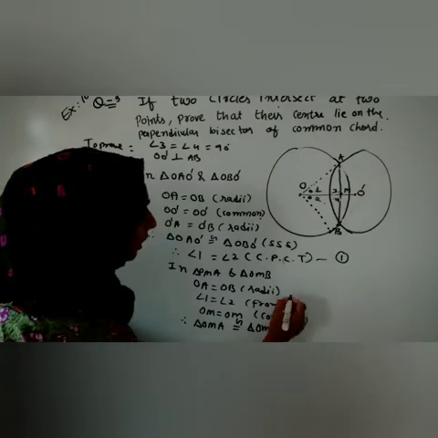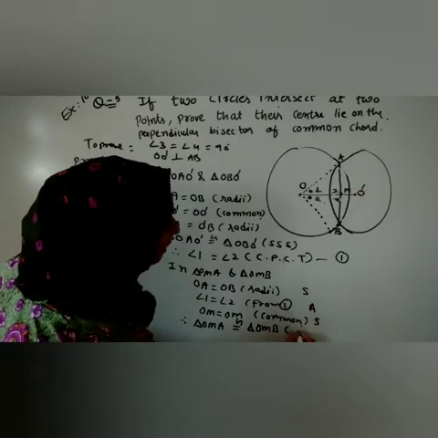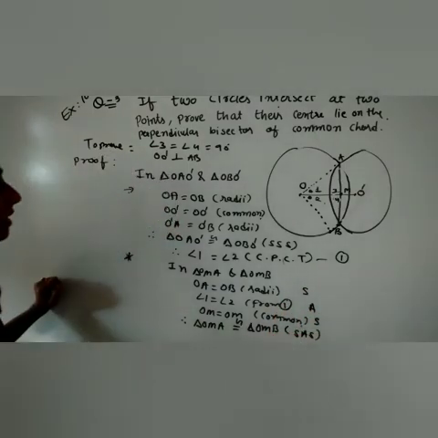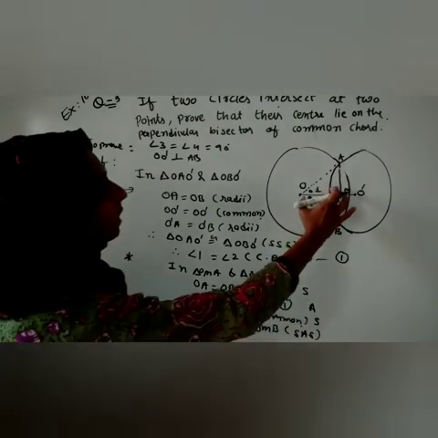So according to which rule? We have used side angle side. So here I will write, according to side angle side, if two triangles are the same, then this angle 3 will be equal to angle 4. So this 3 will be equal to 4. We will highlight it.